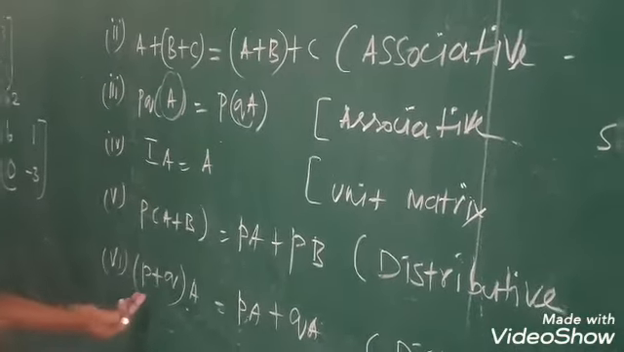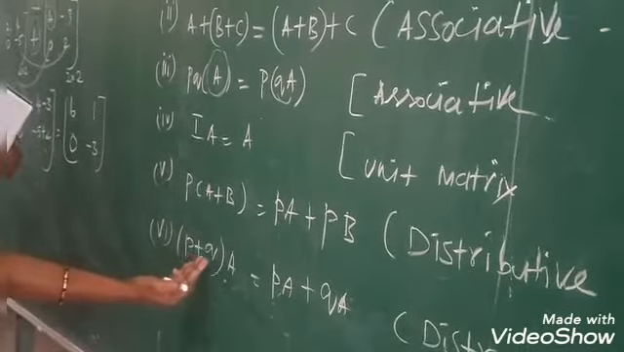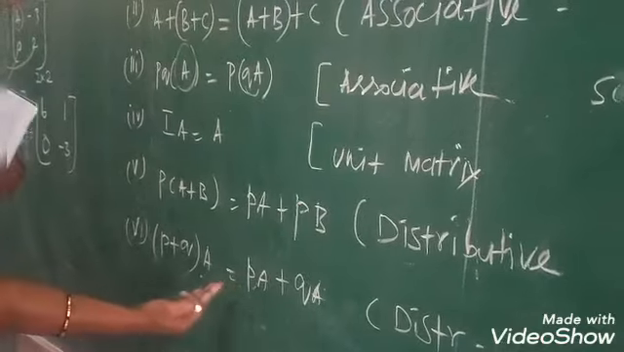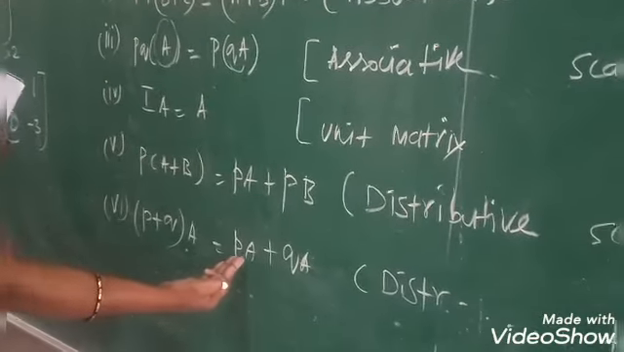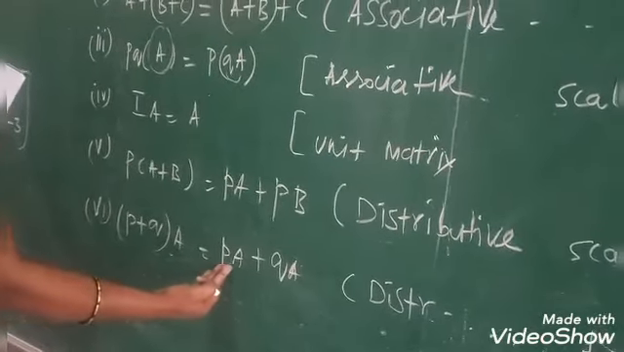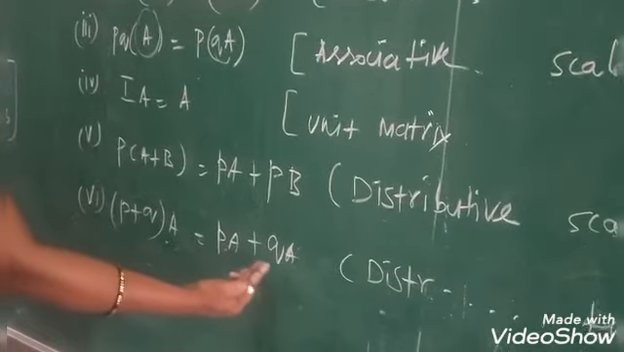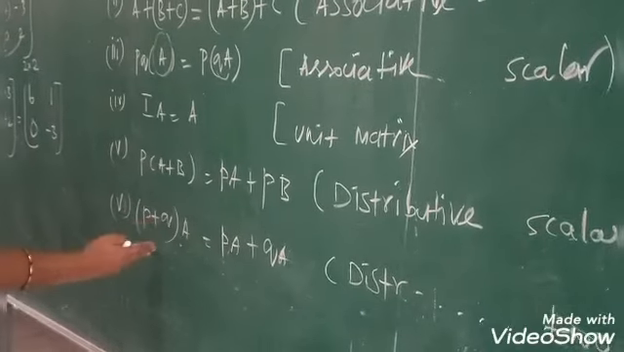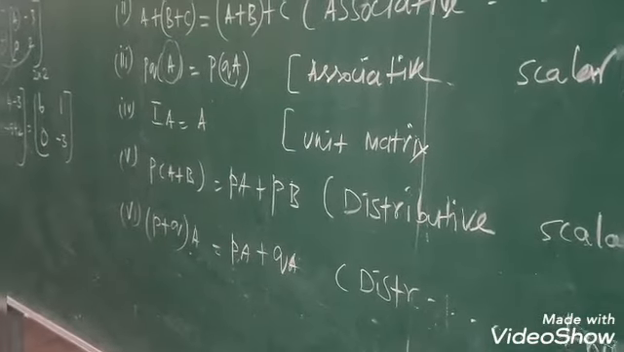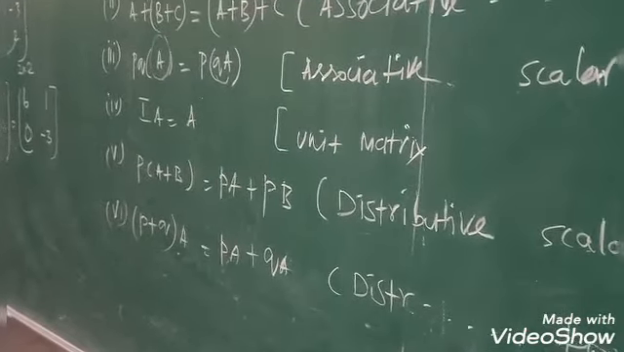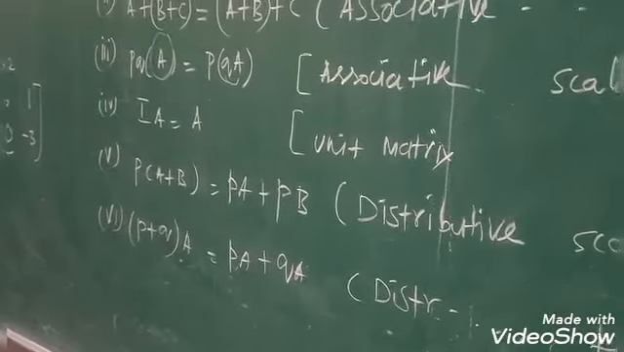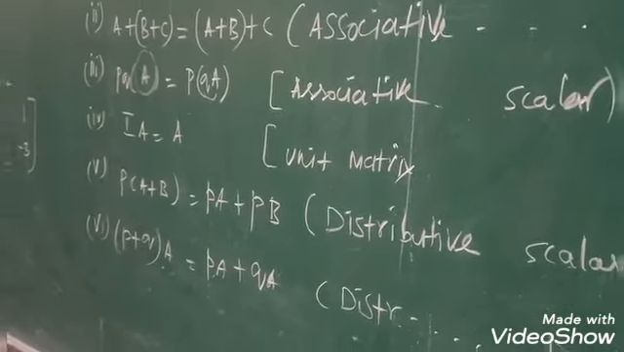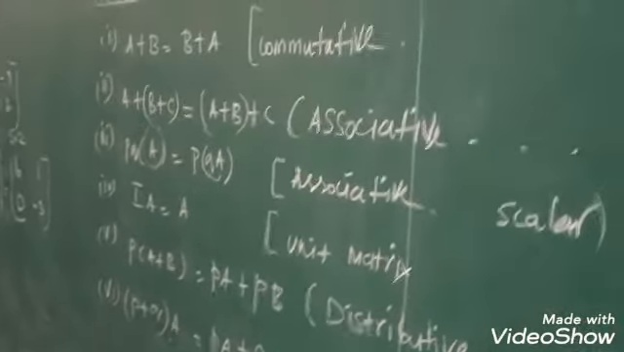Okay girls, then the last property is P plus Q, two scalars multiplied by one matrix. On the LHS it is P plus Q into A. On the RHS, P is the scalar multiplied with the A matrix, and Q is the scalar multiplied with the A matrix; if you add them together, you will get the same answer as the LHS. Both answers will be the same. So this is called the distributive property of two scalars over a matrix. Okay girls, these properties are in the book, page number 147, you have to go through them.